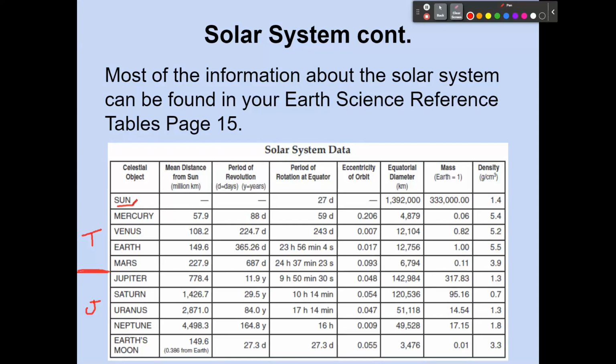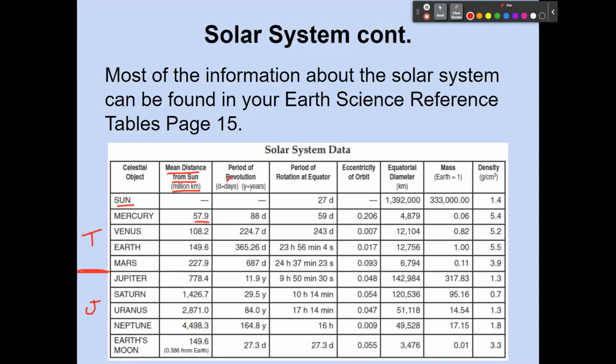Over here on the chart, it has like the sun right here on the top. And the first column is mean distance from the sun. So the average distance in millions of kilometers from the sun. So Mercury is not 57.9 kilometers, it's 57,900,000 kilometers away from the sun. Venus, 108 million, and then so on. And you can see how far these scale out as they get bigger.